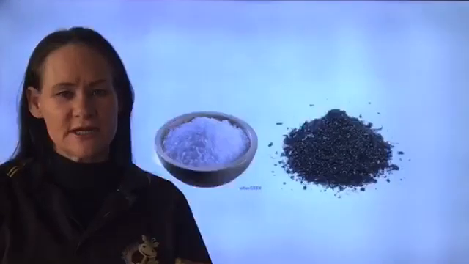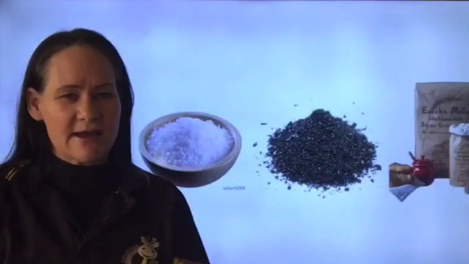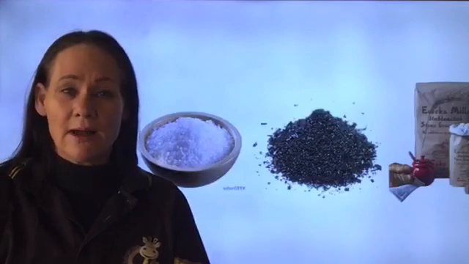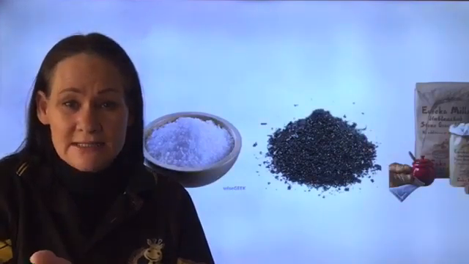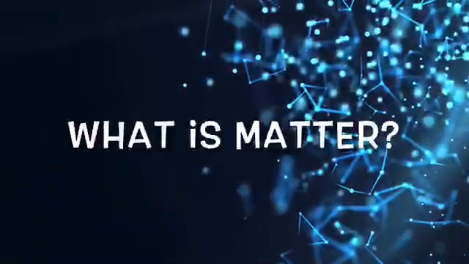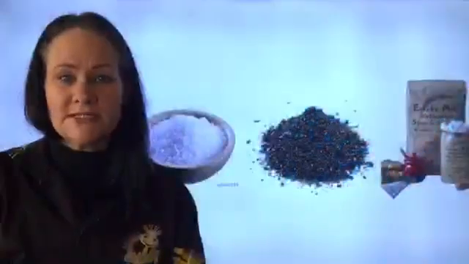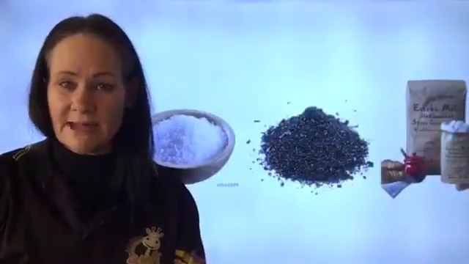What do table salt, iron filings, and cake flour all have in common? Well, they are all matter. All material and substances are made up of matter. Matter is made up of molecules, and molecules consist of tiny microscopic particles called atoms, and atoms consist of protons, electrons, and neutrons, and all of those combine in a certain configuration to form an element.